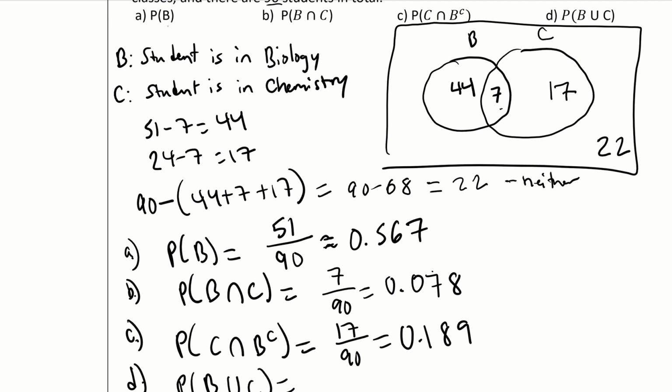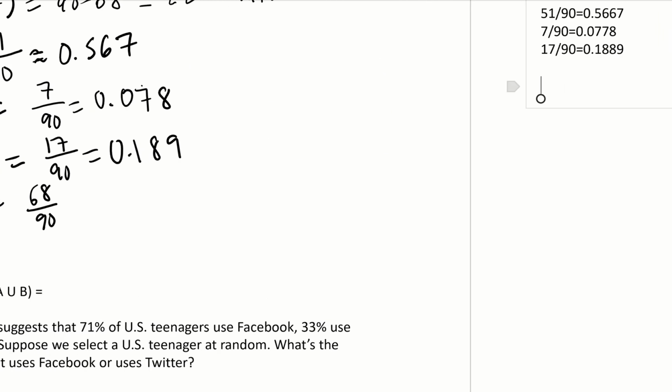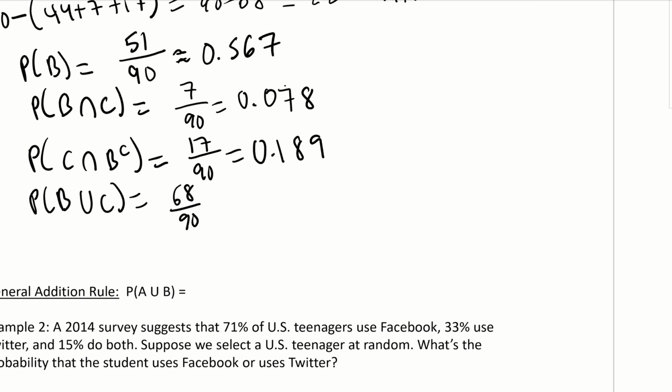Okay, so biology or chemistry, that means you would shade everything, biology or chemistry or both, right? So you would add these numbers. So 44 plus 7 plus 17. So that's 51 plus 17 is 68. So you would have 68 over 90. And we will figure out what that is. And we can reduce that. So we're going to reduce that here. So we can reduce that to 34 over 45.